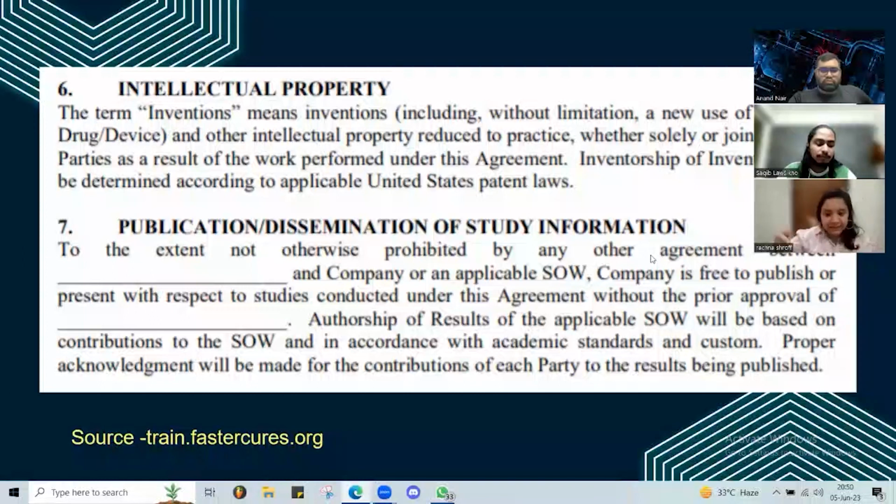Publication, dissemination of study information: to the extent not otherwise prohibited by any other agreement between the vendor and the company or an applicable SOW, the company is free to publish or present with respect to studies conducted under this agreement without the prior approval. Now again, this is based on a research agreement. It's basically a research MSA. So they are putting in how they would like to deal with the dissemination of the study information, which is going to be a part of the research, right?